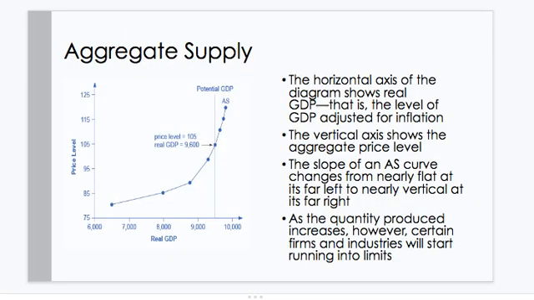The horizontal axis of the diagram shows real GDP, that is, the level of GDP adjusted for inflation. The vertical axis shows the aggregate price level. The slope of an AS curve changes from nearly flat at its far left to nearly vertical at its far right. As the quantity produced increases, however, certain firms and industries will start running into limits.